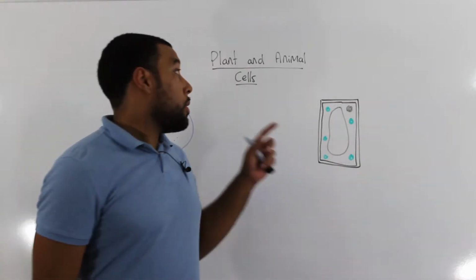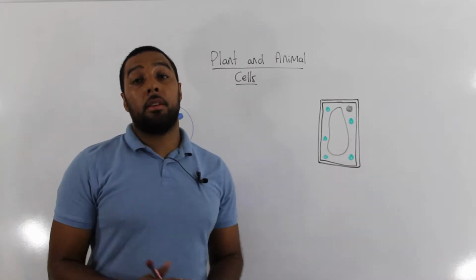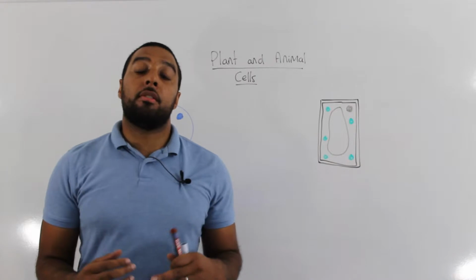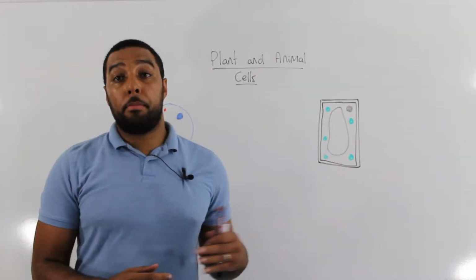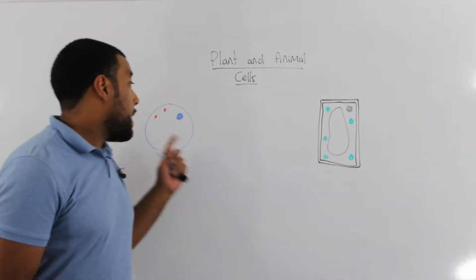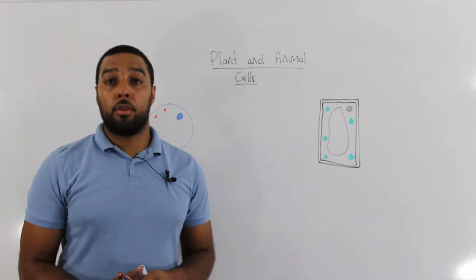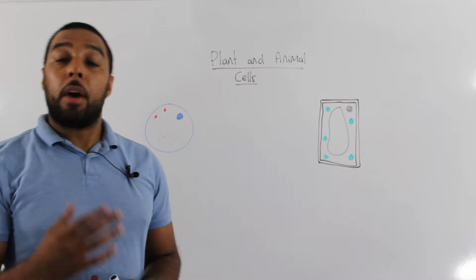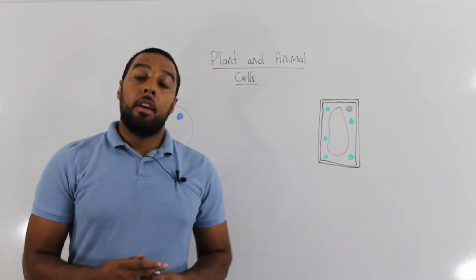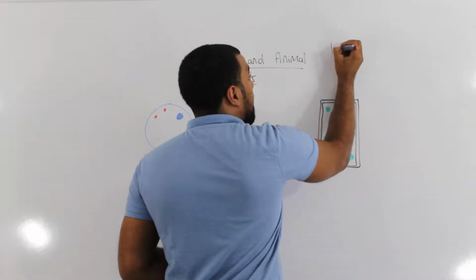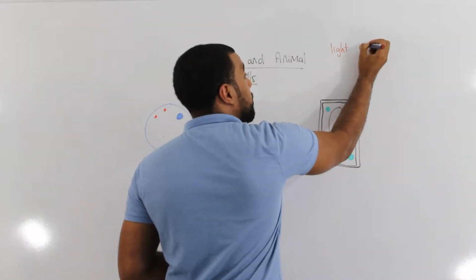In this lesson, we're going to be looking at plant and animal cells. Now, plant and animal cells are the building blocks of life. Obviously, plant cells are the building blocks for plants, and animal cells are the building blocks not only for animals but also for humans. Now, in school, you may have seen these two cells using something called a light microscope.